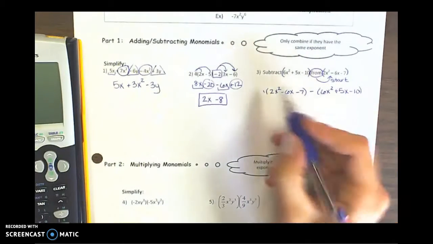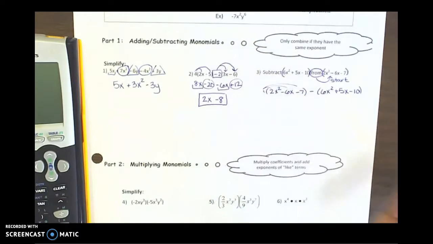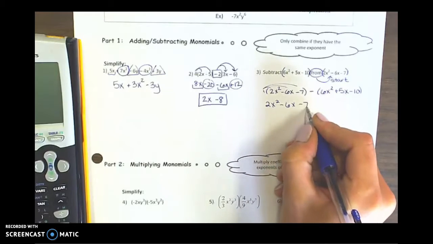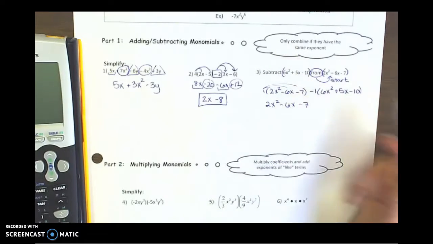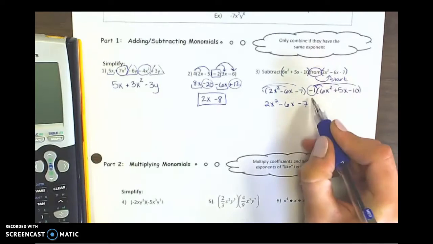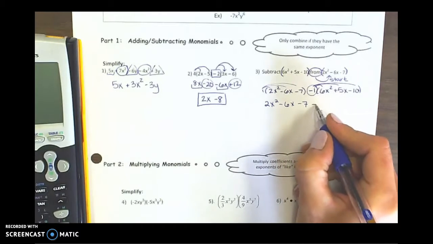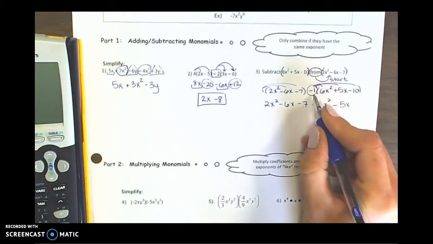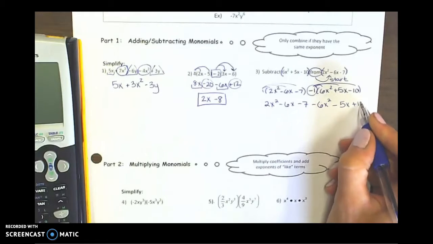So in front of here is just a positive 1. So when I distribute that, everything stays the same. But over here, I'm going to distribute a negative one. There's really a one in front and it's negative. So when I distribute that, it's going to change all the signs. This has become a negative 6x squared, negative 5x, and a negative negative becomes a positive 10.